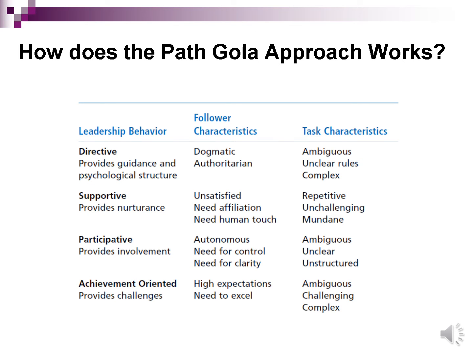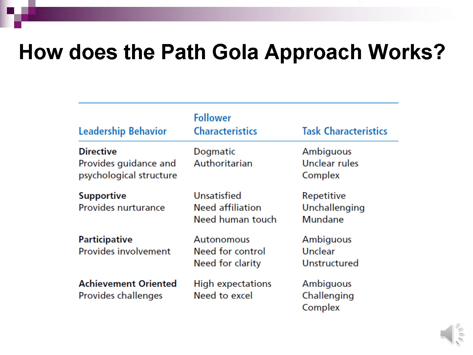Now, coming to how it works. We discussed that there are leadership behaviors which may be directive, supportive, participative, and achievement oriented, and then there will be follower characteristics. They may be dogmatic, which would need an authoritarian style. They may not be satisfied. They may need affiliation. They may need human touch. They may be autonomous, with need for control, need for clarity. They may have high expectations and they may need to excel. The task characteristics may be ambiguous, with unclear rules, complex, maybe repetitive, unchallenging, mundane, very common.